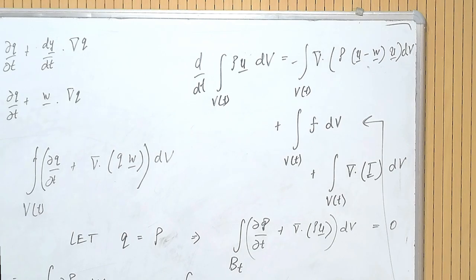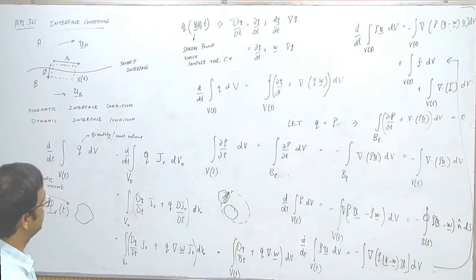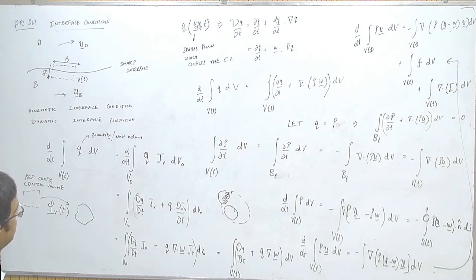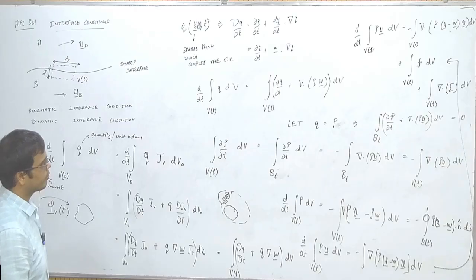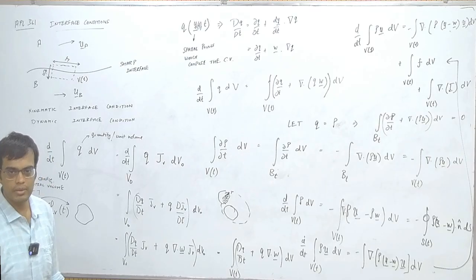The only reason why we are able to replace the integration over Vt with Vt is because we are saying that the mass is only within those blobs inside the control volume. Yeah, exactly. Density, to be more precise.